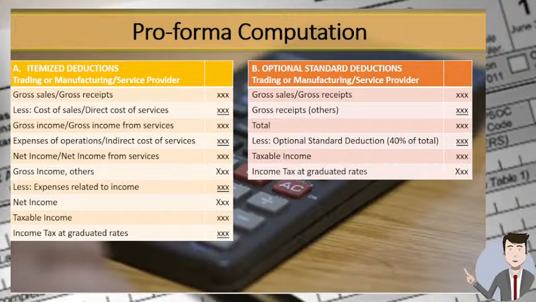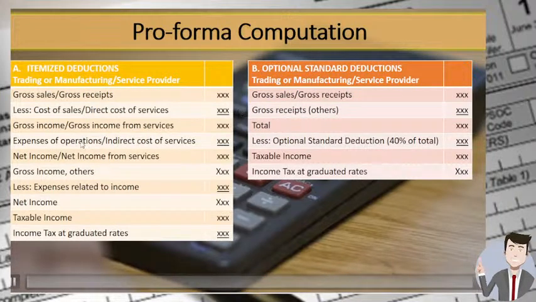Okay? So, going back in our discussion, ipakita ko lang sa inyo kung ano ang difference nila. So, instead of expenses of operation, indirect cost, cost of sales, and direct cost of services as itemized deduction, for OSD wala na, that is already 40%.